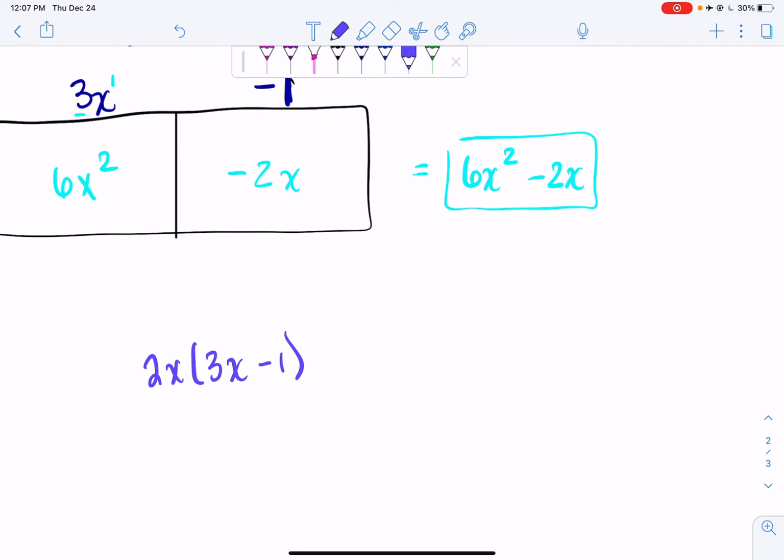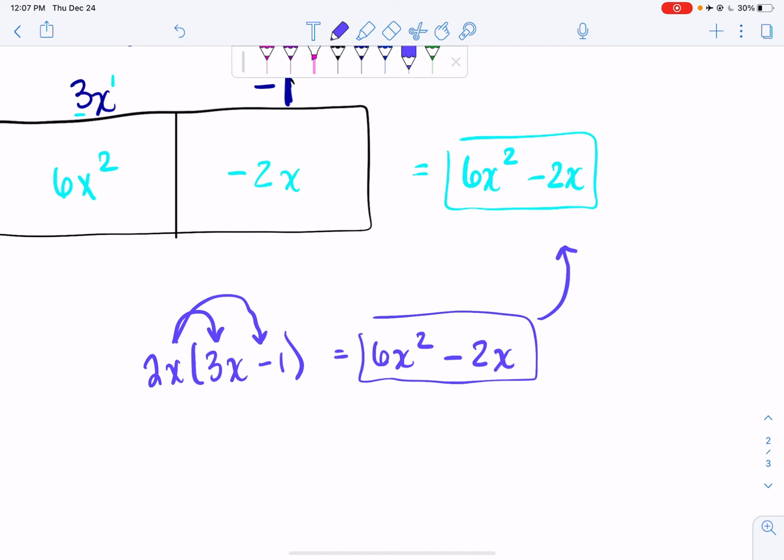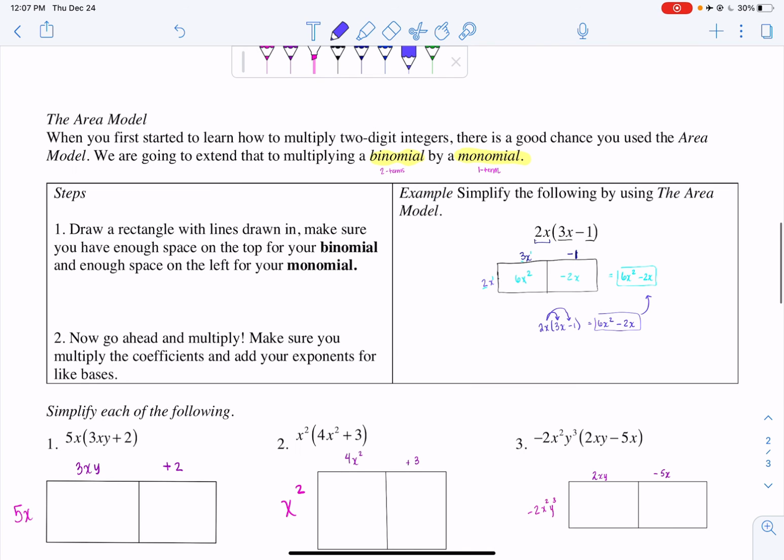You can use the area model or distribution for monomial by binomial or trinomial, or whatever you want to call them. But tomorrow you're really going to want to use the box method. I mean the area model, sorry. So I have 2x times 3x, which is 6x squared, and then 2x times a negative 1, which is a negative 2x. So here I'm just using distribution, and here I'm using the area model.